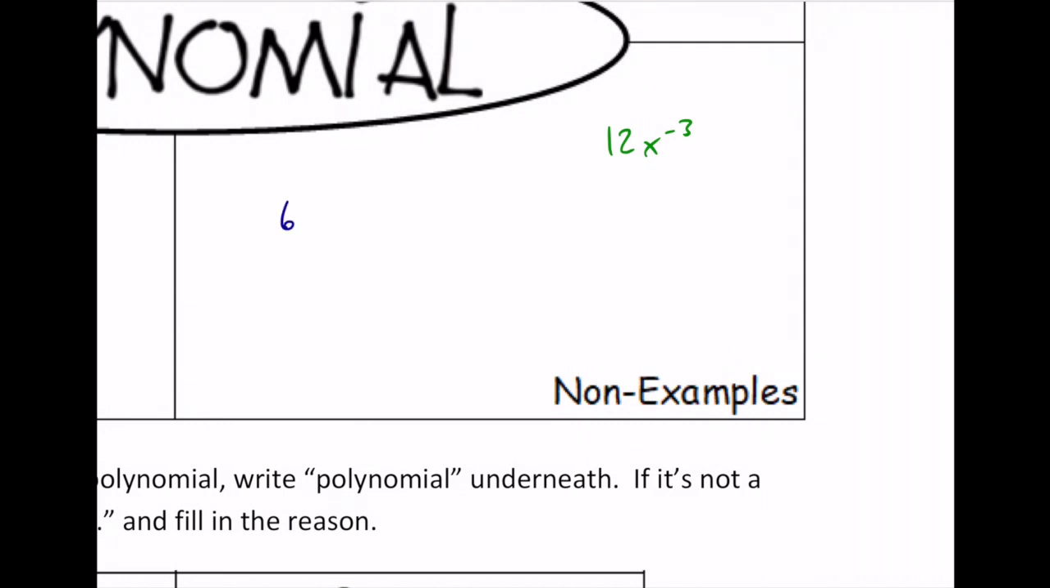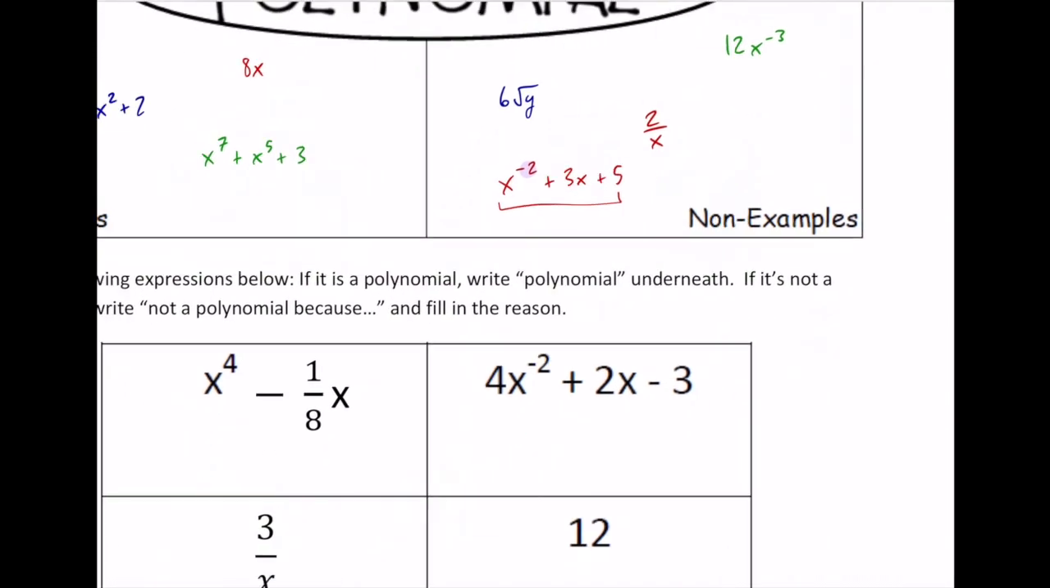Let's see here. What about 6 square root of y? Because of that square root, that disqualifies it from being a polynomial. Something else. What about 2 over x? That's not going to work. And just one more, like x to the -2 plus 3x plus 5. So this looks like a polynomial, but because of this negative here, it's not one. Okay.